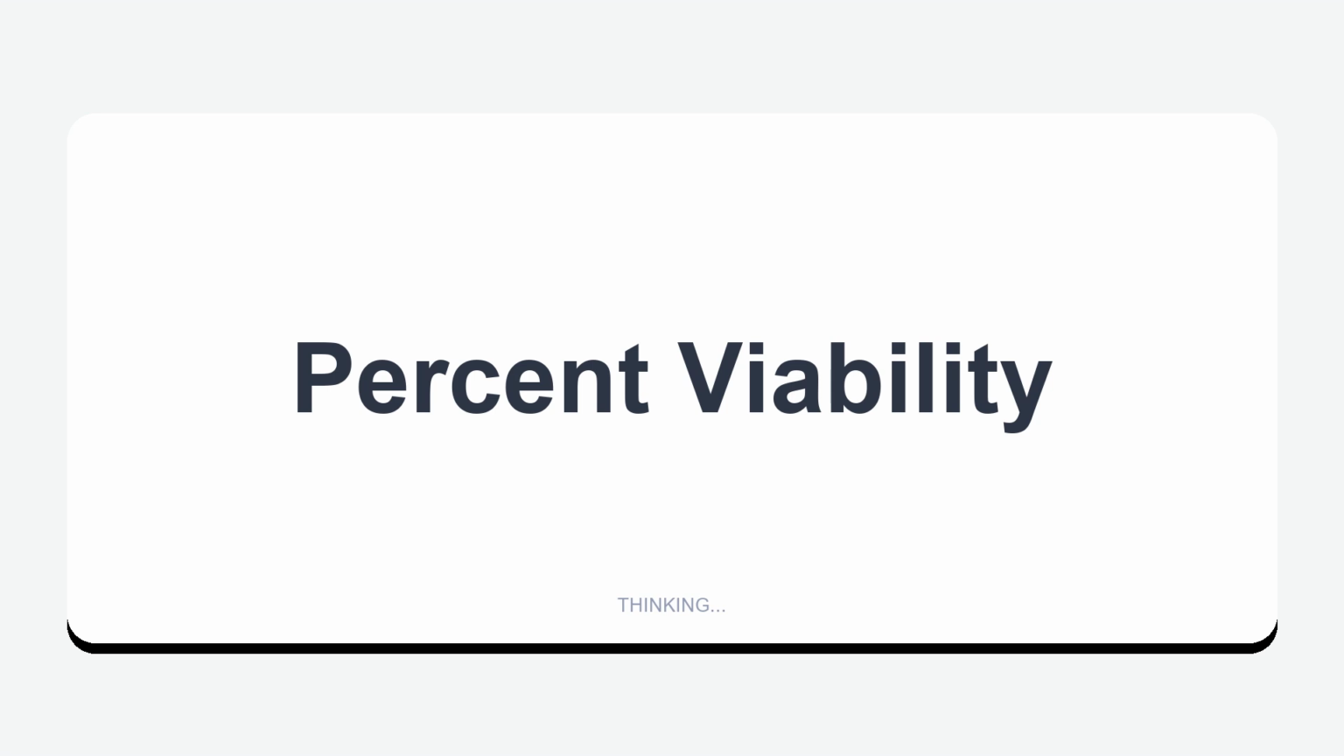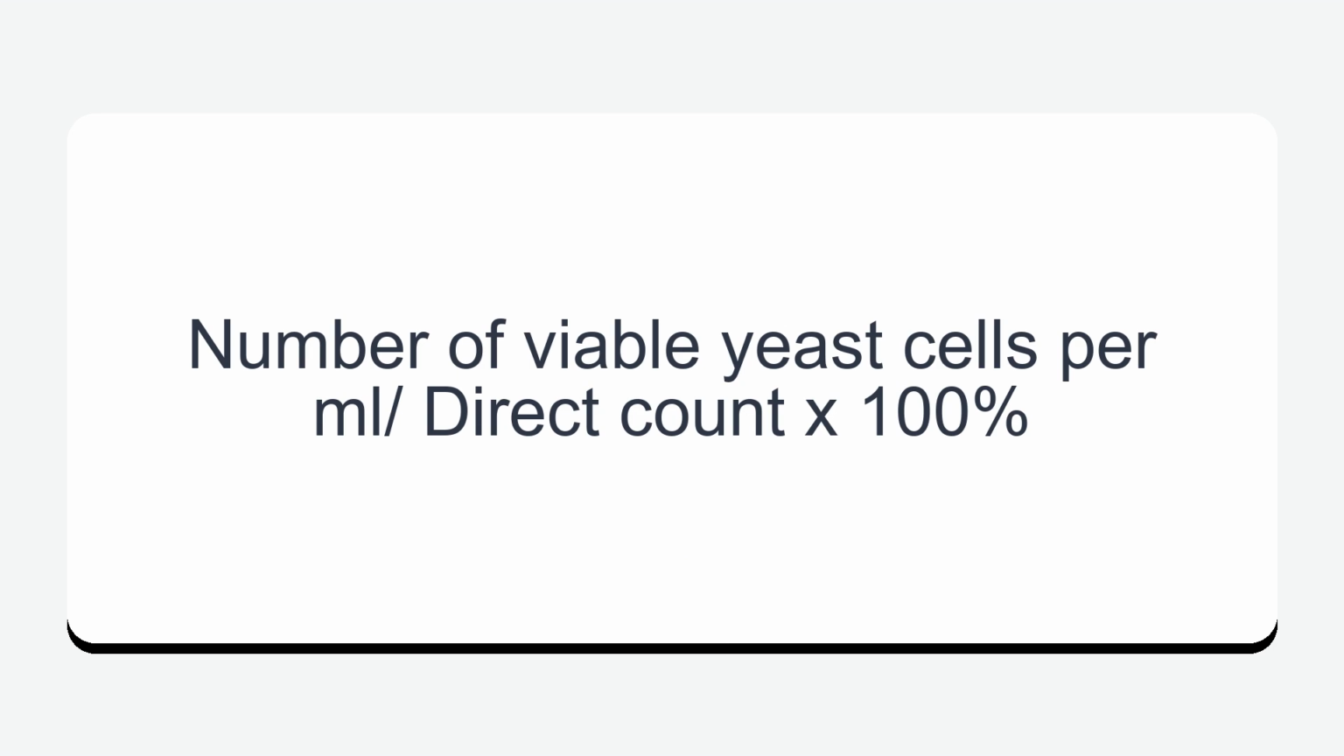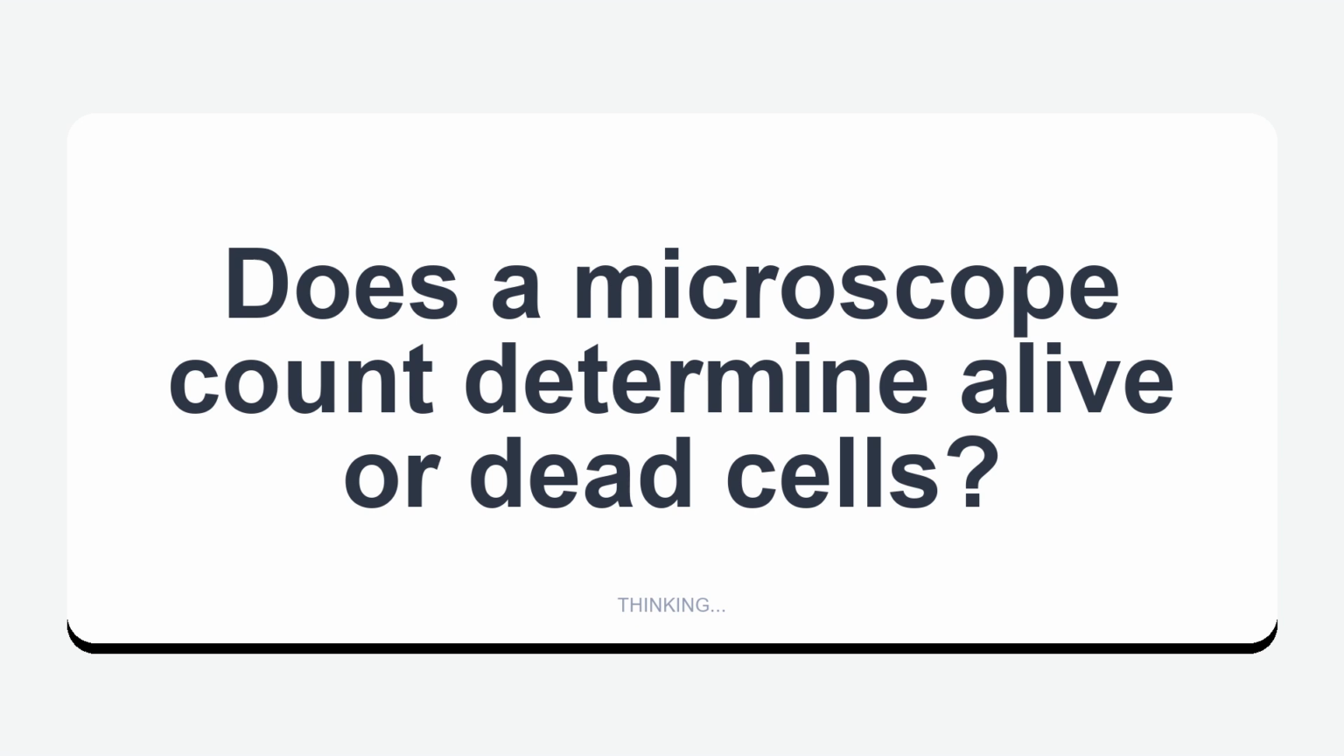Percent viability. Number of viable yeast cells per ml / direct count x 100%. Does a microscope count determine alive or dead cells? Both.